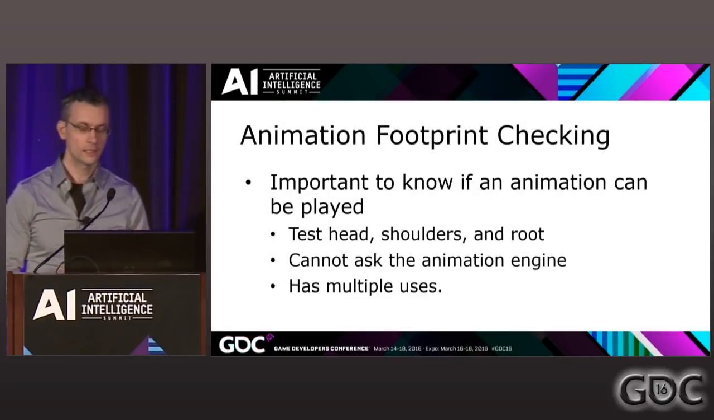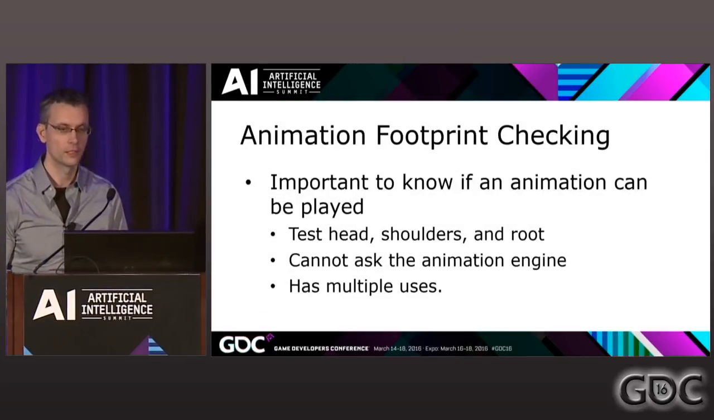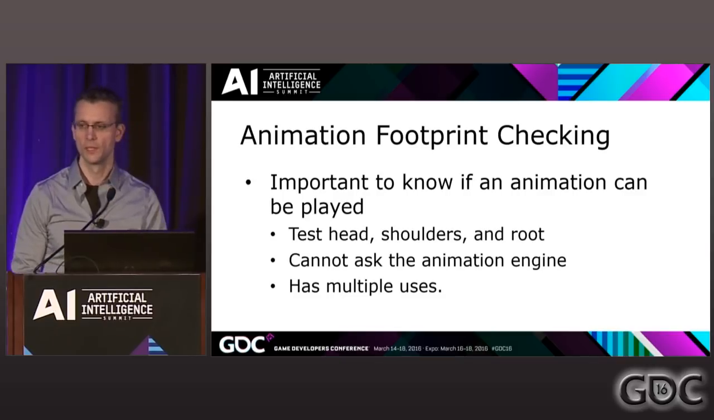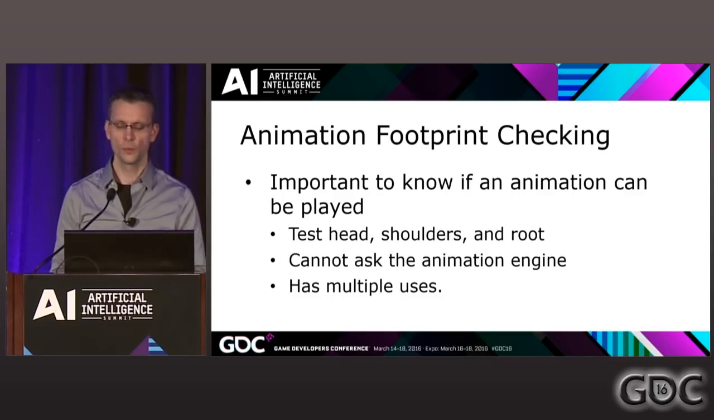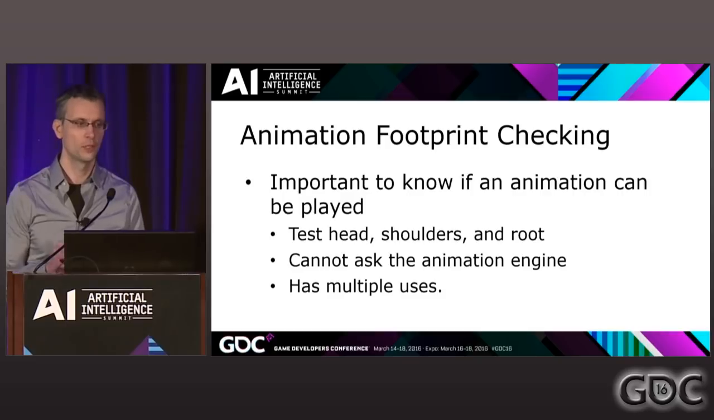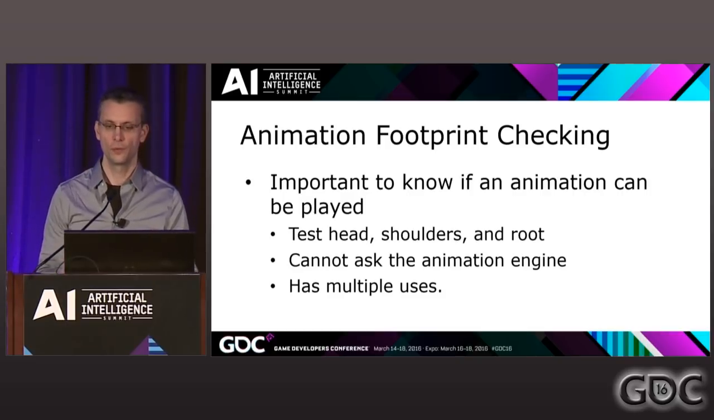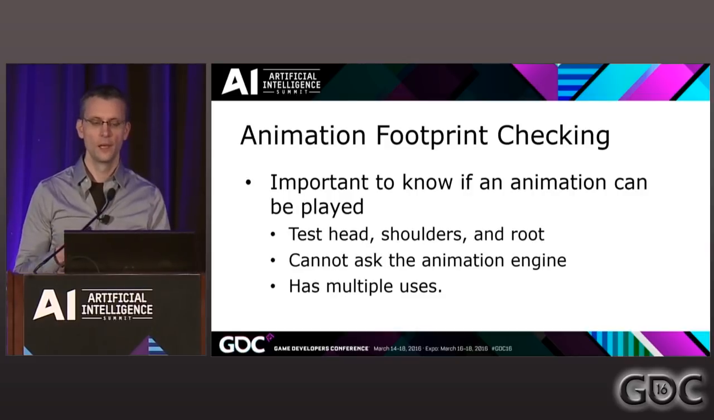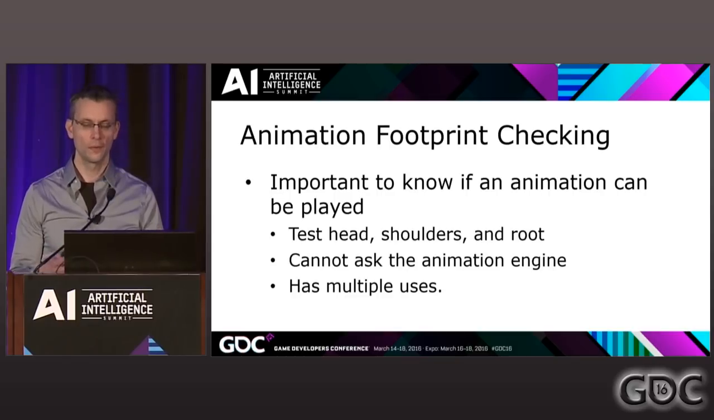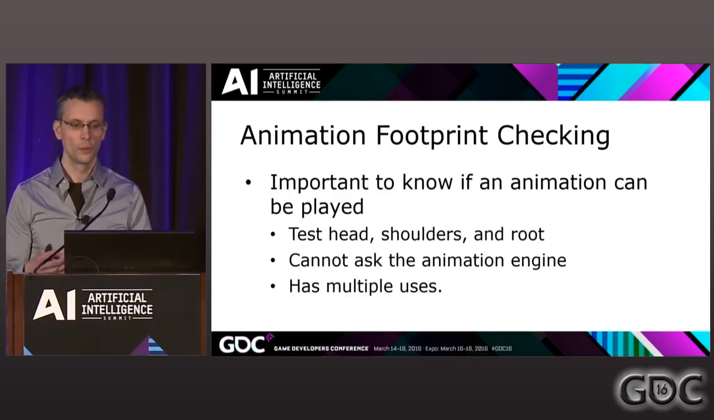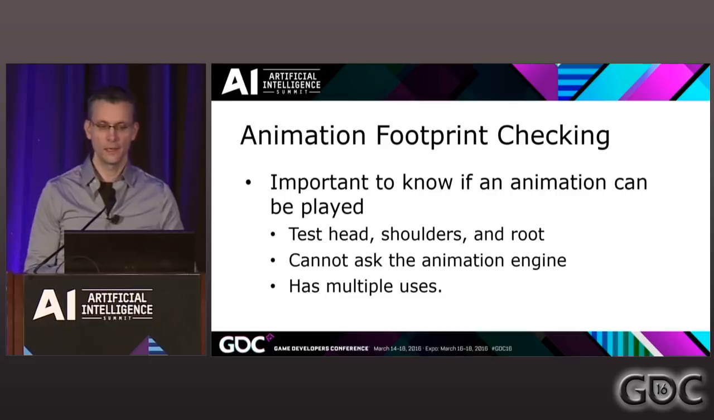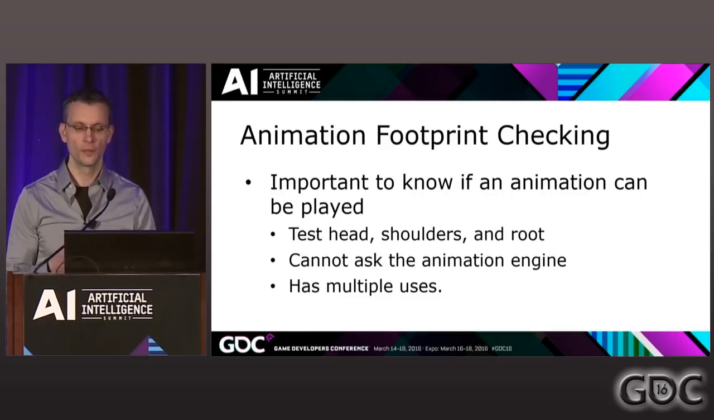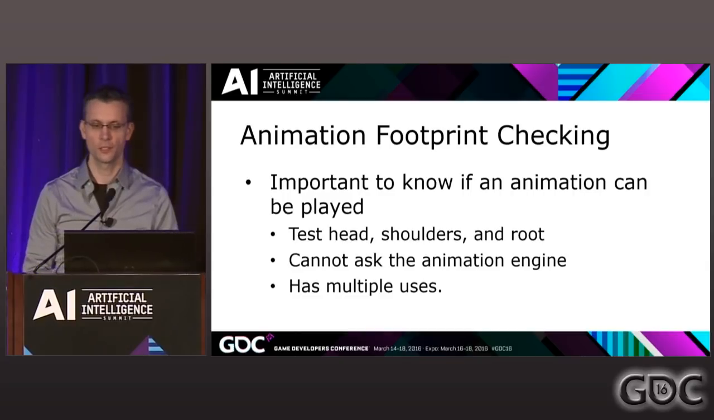So next, we got animation footprint checking. So we don't have any collision with our world. So before we start playing an animation, we want to make sure that that animation can be successfully played and we don't move through any geometry, like walking through a wall or something like that. And so the way we do that is we project where the animation's trajectory will go. And then we test the position of certain key bones along that trajectory. In our case, we test the head, shoulder, and root bones.